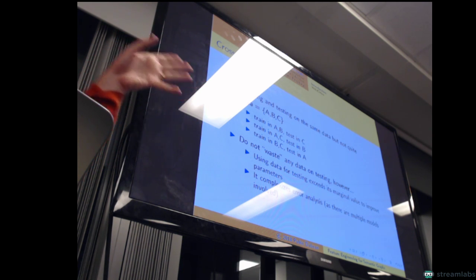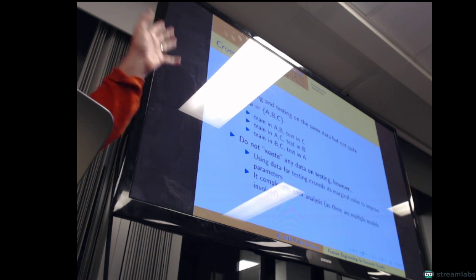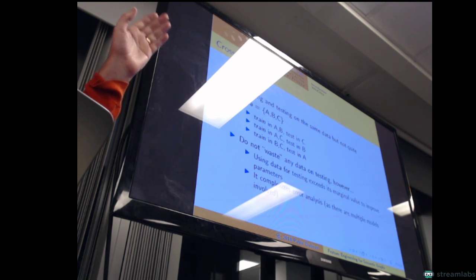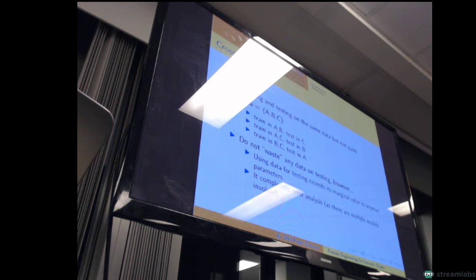Does anybody here haven't heard about cross-validation? Have not heard. Good, because you are most likely not going to understand it from this.